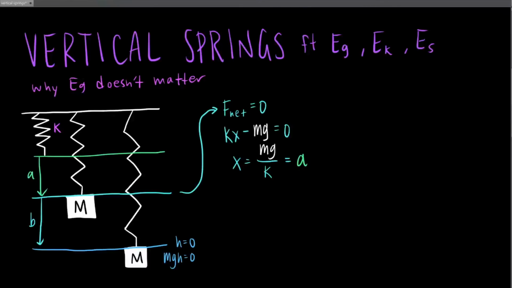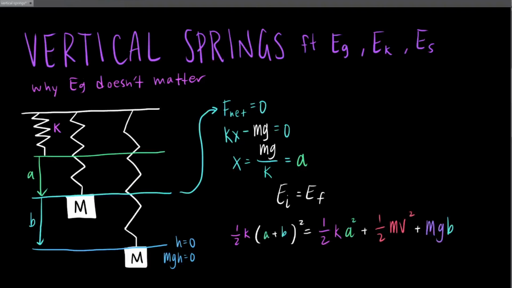Let's figure out how much energy there is in the system from the start. Using conservation of energy, we will set the initial equal to the final. Here we use the elastic potential energy formula that we derived earlier. The distance deformed is not only the new equilibrium position, but from its natural length too, which makes it a plus b. The reference point for the gravitational potential energy is up to us, so we make it the lowest point, and because h is 0, mgh is 0.